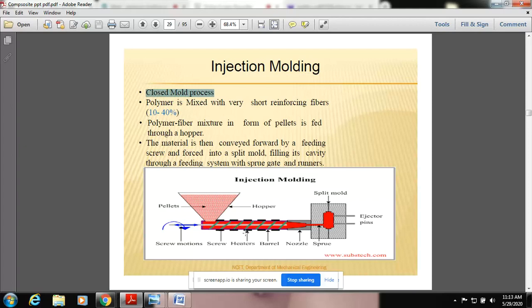Before discussing the parameters, let's discuss how it works exactly, what the different parts used here are, and what their functions are. Now we can see there is a screw motion here. You know what the function of the screw is? This screw moves both horizontally and in rotary motion. Rotary motion is clockwise or anti-clockwise. The horizontal motion is a reciprocating movement.